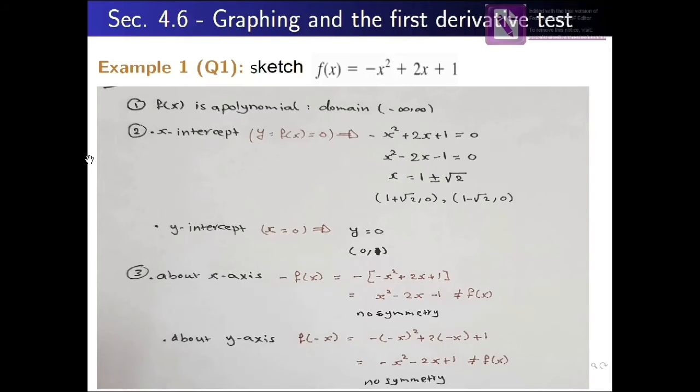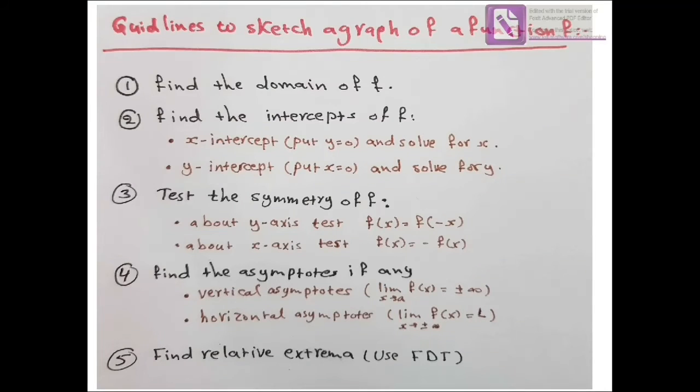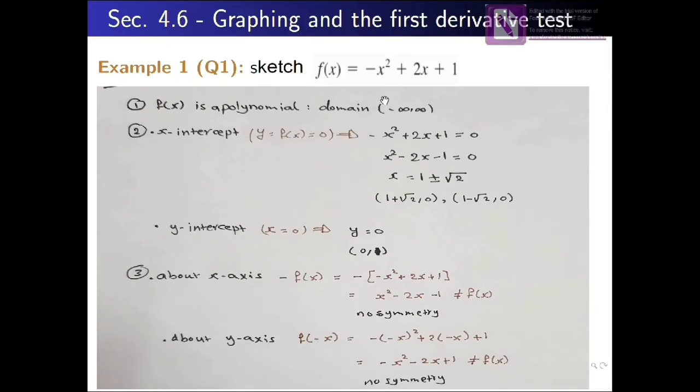So let us see example 1. Sketch a graph of f(x) equal to minus x squared plus 2x plus 1. For sketching a graph, we have to go through all these 5 steps. If you see your function f(x) here, it is a polynomial. So the domain for any polynomial will be from minus infinity to infinity.